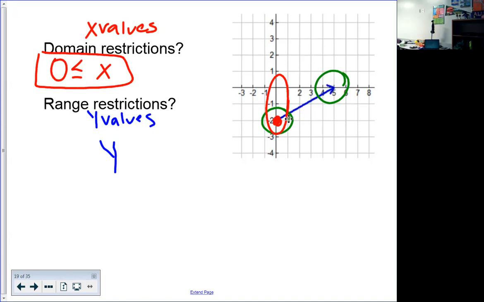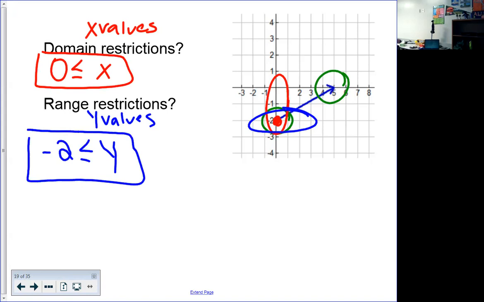Let's now do the same thing for range. For my range, my lowest point is -2, less than or equal to, and I don't have a highest point, so this right here would be my final answer.